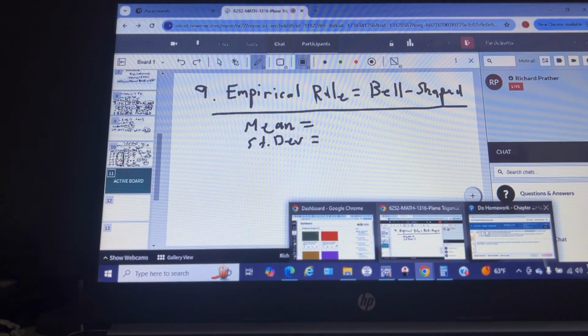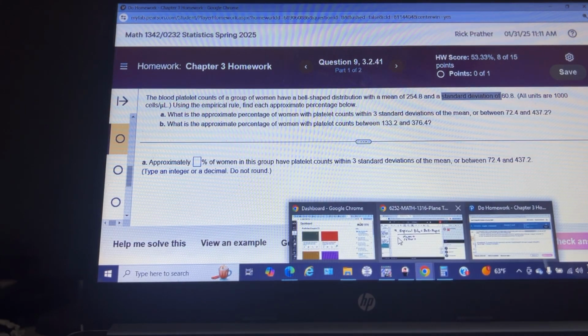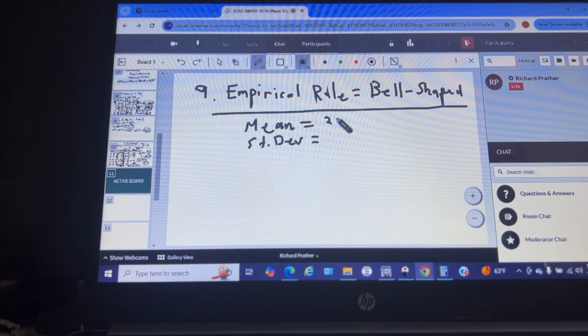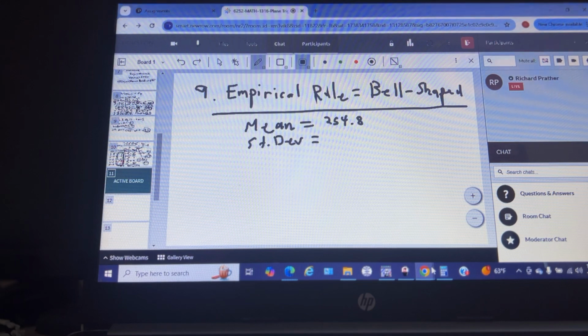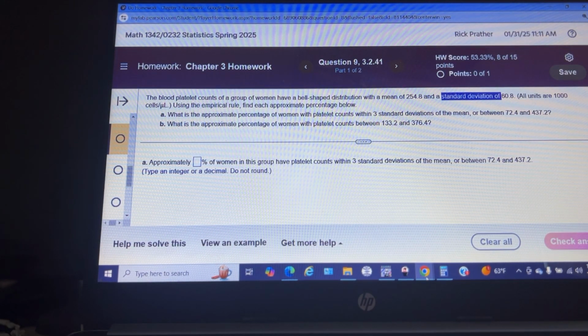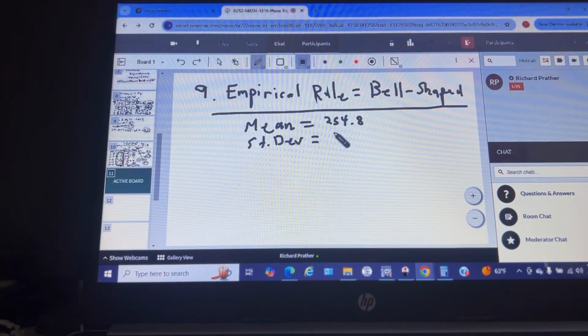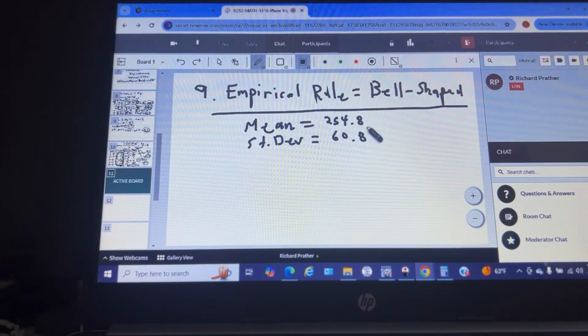Now, again, they love to just do real messy numbers. They got 254.8, and the standard deviation is this 60.8 over here. These two have to be given to you to do this kind of problem.